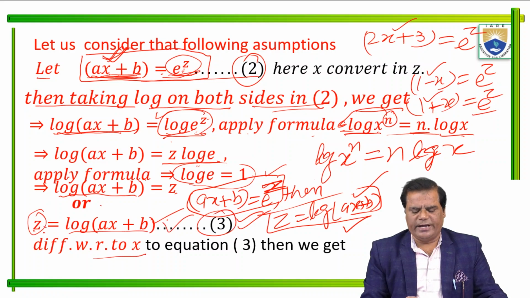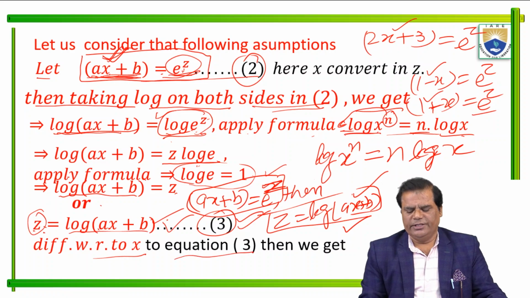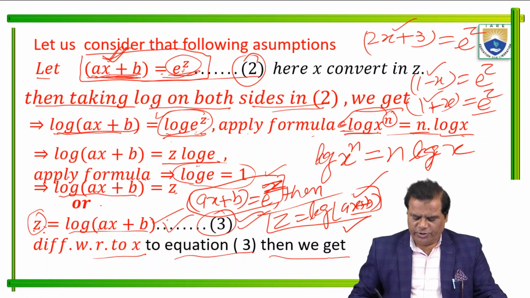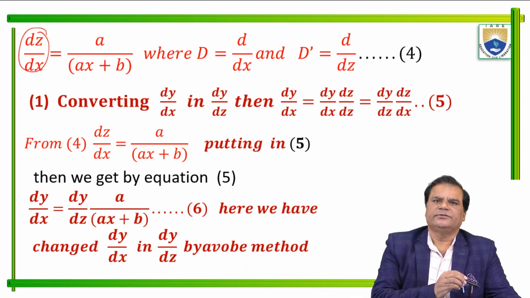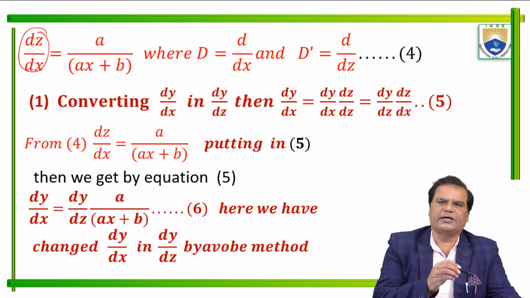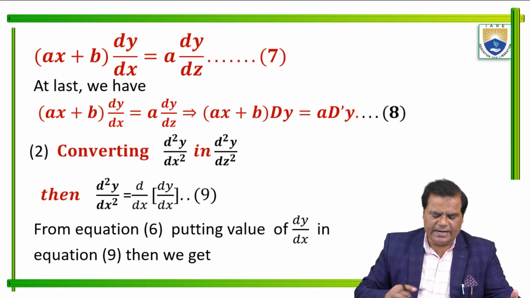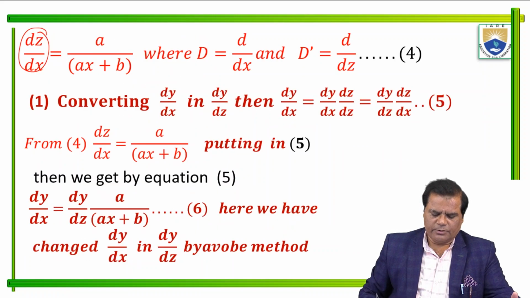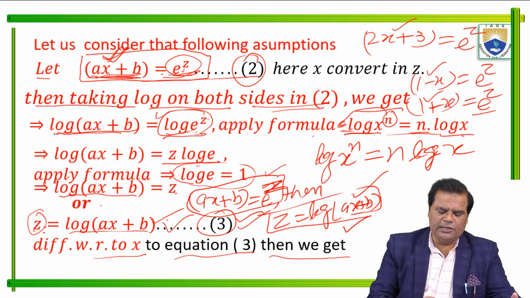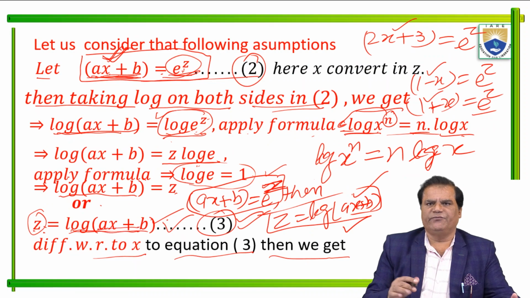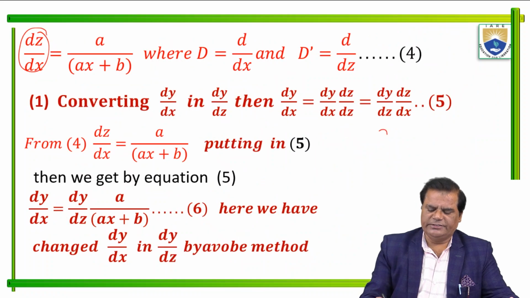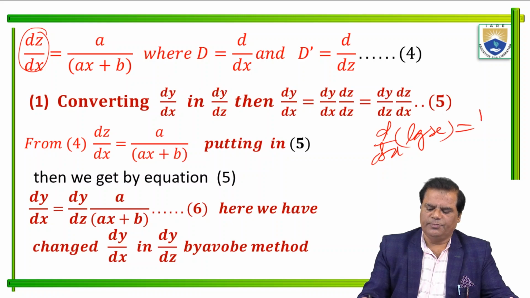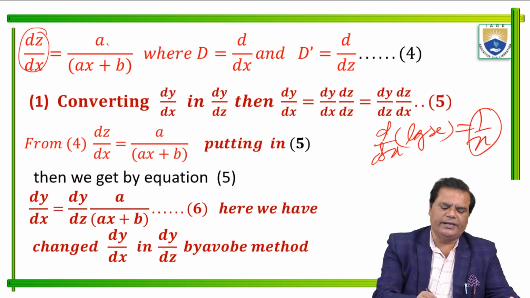Differentiating with respect to x in equation 3, we get dz upon dx. Differentiating z with respect to x is the left side. The right side is log ax plus b. The differential d over dx of log x is 1 upon x. We apply this formula here.